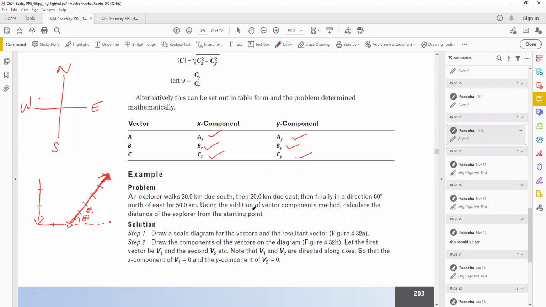Now we have to use the concept of addition of vector components method to calculate the distance of the explorer from the starting point. This is the starting point to the ending point. So we have to find this. We can call this whatever we like. We can call this A, we can call this B, we can call this C, and then we can call this the resultant R, let's say. So this is what we have to find. Now, how are we going to do this? Would anyone like to explain?